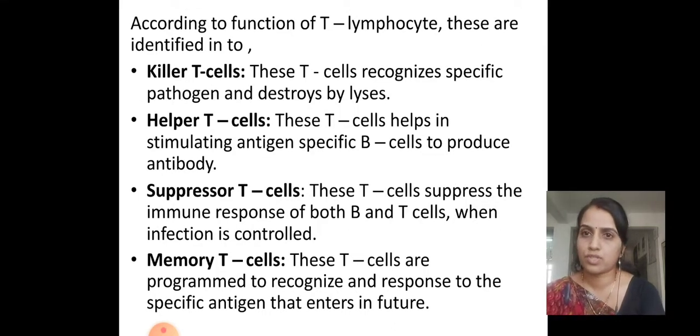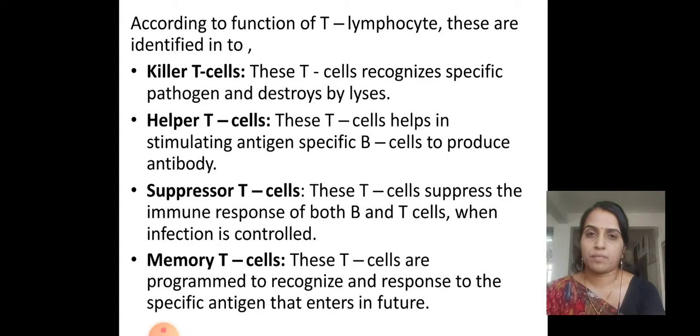According to the function of T lymphocytes, they are identified into killer T cells. That means these T cells recognize a specific pathogen and destroy it by lysis. This is the instant and immediate action which they take on the spot, so they are called killer T cells. Second is helper T cells. These are the T cells helping in stimulating antigen specific B cells to produce antibody. Like I said before, they are helping B lymphocyte cells to produce antibody. So helper T cells are responsible for helping B lymphocytes to produce antibody.